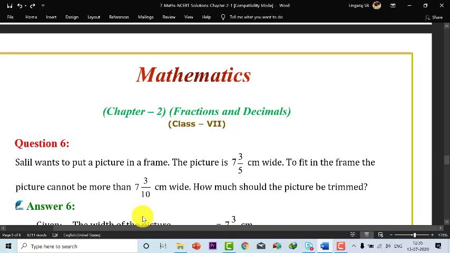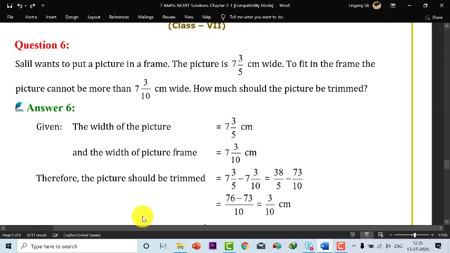Salil wants to put the picture in the frame. The picture is 7 3/5 centimeter wide. To fit in the frame, the picture cannot be more than 7 3/10 centimeter wide. How much should the picture be trimmed? So according to the given, the width of the picture is 7 3/5 centimeter and the width of the picture frame is 7 3/10 centimeter.